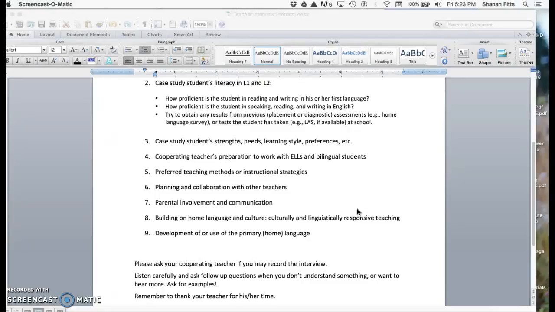Your interview should be face-to-face, and that way you can ask the teacher to clarify things that you don't understand or that you need an example of. So if they say, oh, I use Kagan strategies to help my students learn, and you don't know what Kagan strategies are, ask them to give you an example. Well, I've not heard of Kagan strategies. Can you explain that to me? And that way you can be clear about what they're telling you.